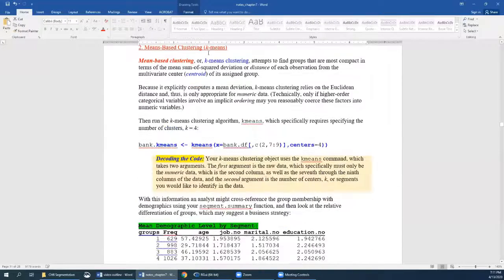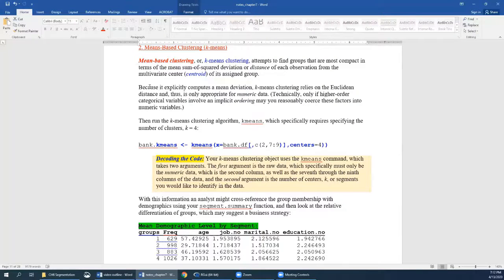All right, so because k-means clustering explicitly computes a mean deviation, it relies on the Euclidean distance and thus is only appropriate for numeric data. So technically, we can only use higher order categorical variables if they involve an implicit ordering. So think about education levels. We have primary, secondary, tertiary. Even though those are categorical, those are words, there is an implicit ordering, and that primary is on the bottom, secondary is in the middle, and tertiary is on top.